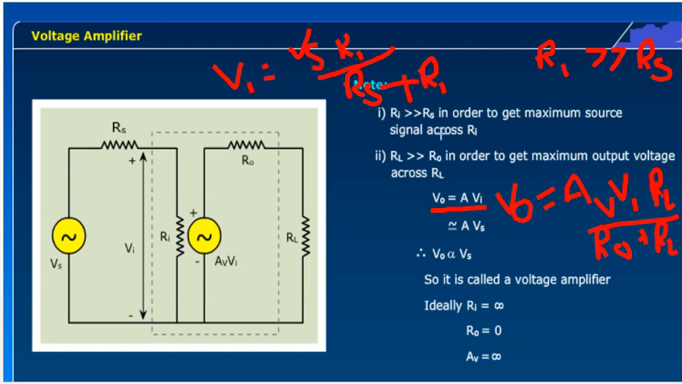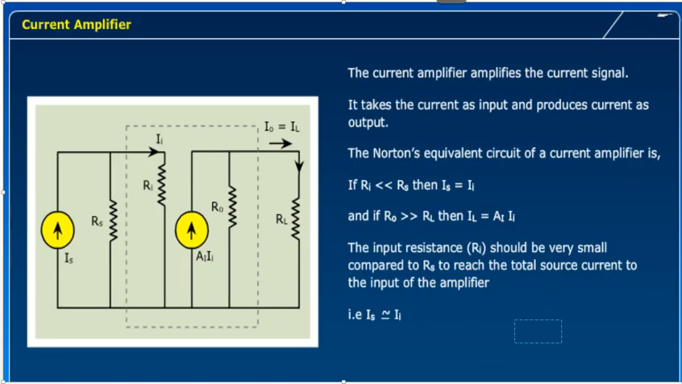What is derived here is that V0 is nearly equal to A into Vi, where A is the proportionality constant, that is the gain. So the output voltage V0 is directly proportional to Vs, and it is called a voltage amplifier. For ideal conditions, Ri is infinity, R0 is 0 and the voltage gain is also infinity for the voltage amplifier.